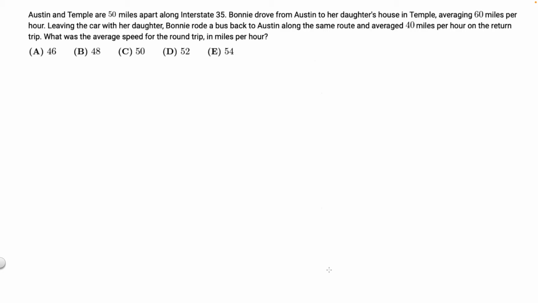Austin and Temple are 50 miles apart along Interstate 35. Bonnie drives from Austin to her daughter's house in Temple, averaging 60 miles per hour. Leaving the car with her daughter, Bonnie rode a bus back to Austin along the same route, an average 40 miles per hour on the return trip. What was the average speed for the round trip in miles per hour?